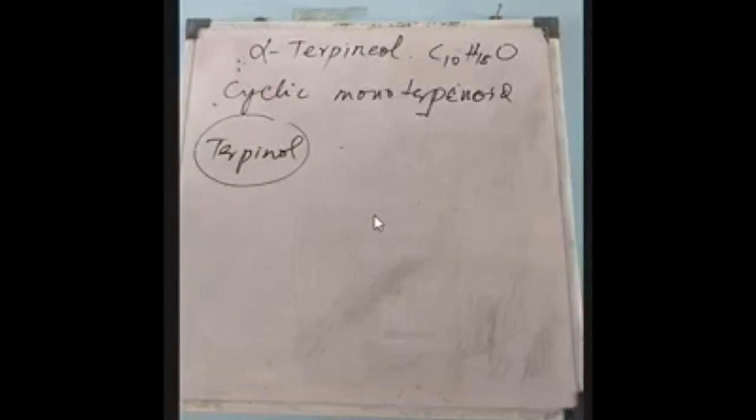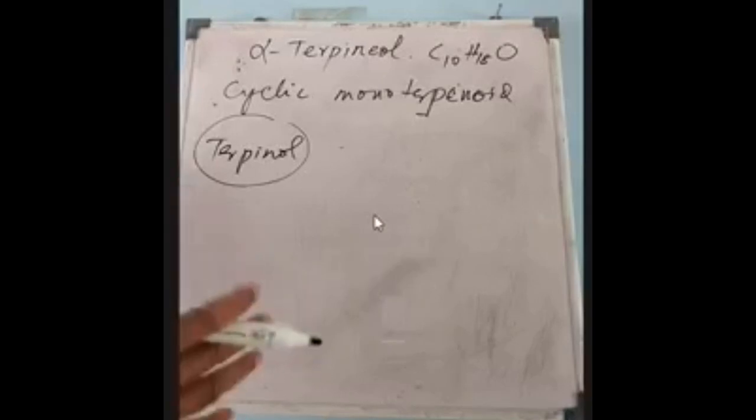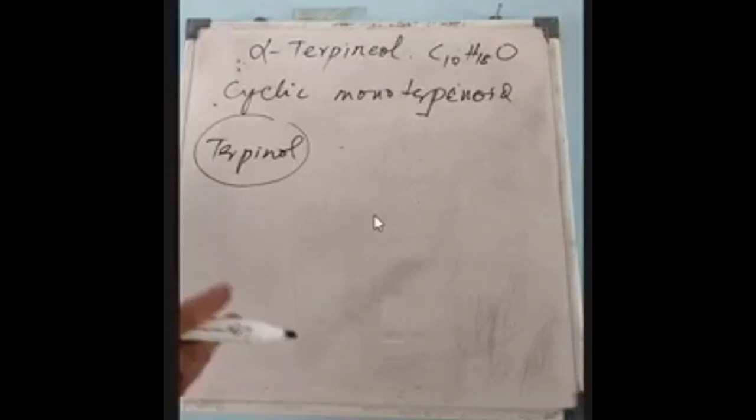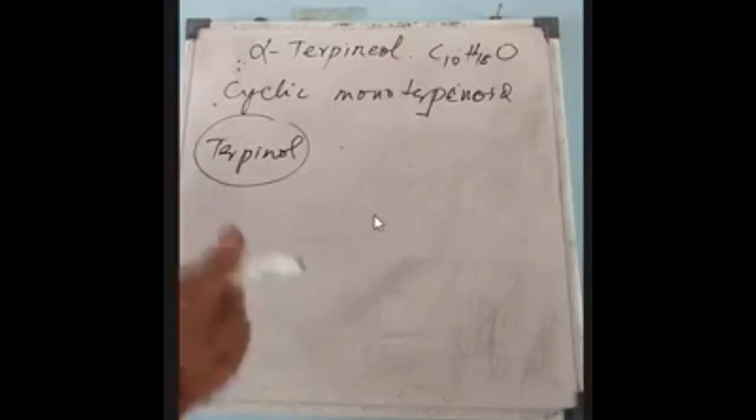Mostly it is used commonly in the synthesis or manufacturing of cosmetics, soaps, perfumes, antiseptic agents, etc. Its acetate and simple esters, like acetate, propionate, benzoate, are mostly used in scents or perfumes. It's also sometimes used as a therapeutic agent, like anti-inflammatory, antioxidant, antimicrobial. These are its common uses.